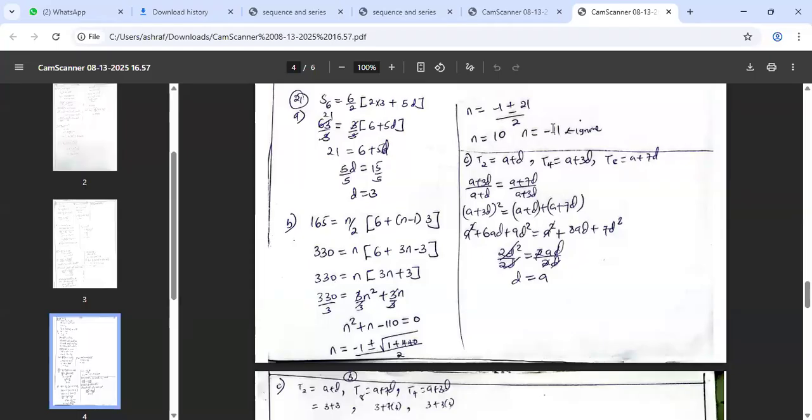You have to write both answers. And you also have to write that you're ignoring negative 11. You write there ignore. We're ignoring negative 11 because it is a number of terms. It can't be negative.